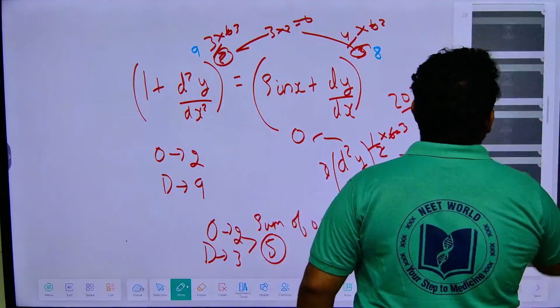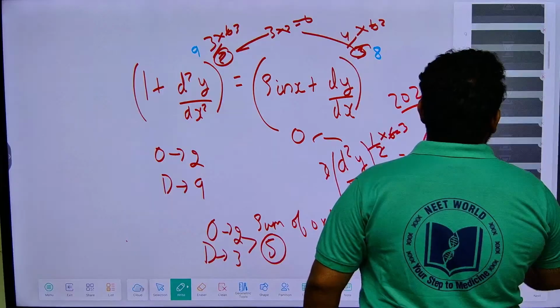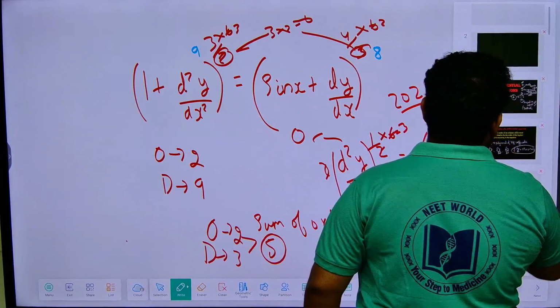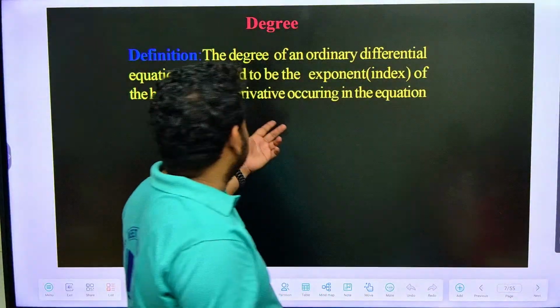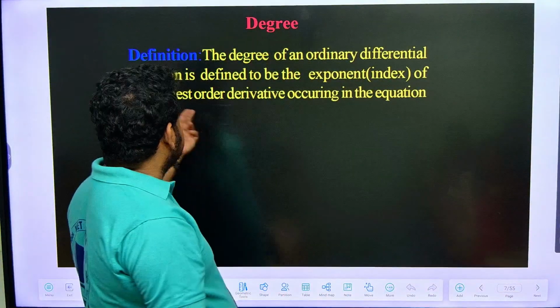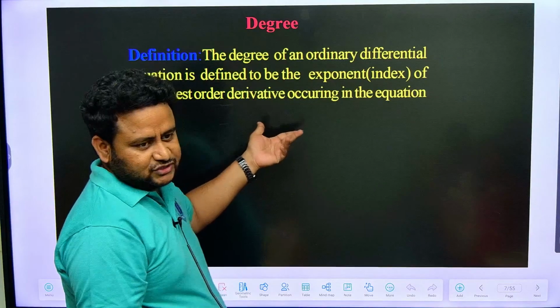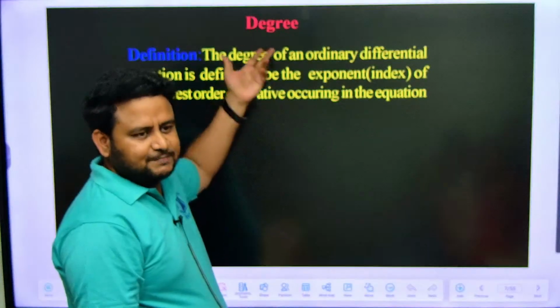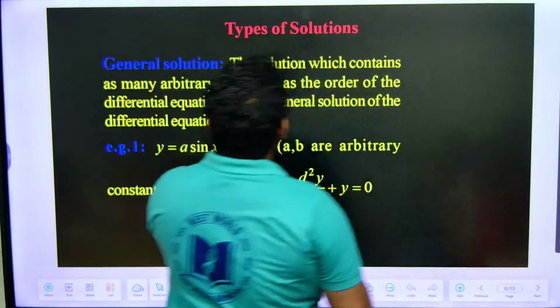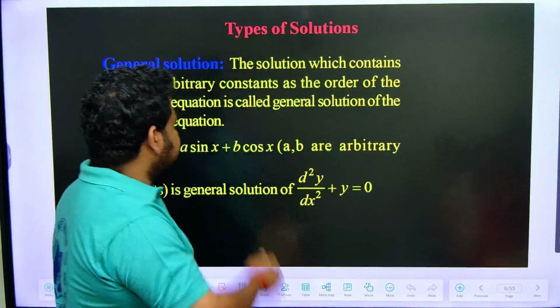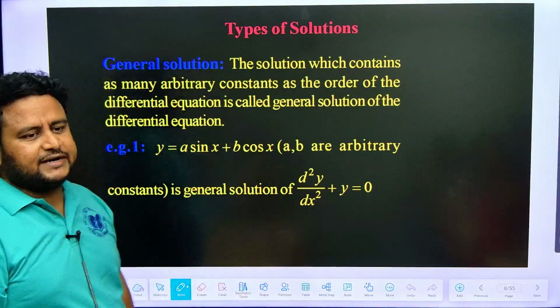Now let us go back to the basics. The degree of an ordinary differential equation is the exponent or index of the highest order derivative occurring in the equation. For the highest order derivative, whatever the power or exponent is, that itself is the degree. Next, types of solution: general solution and also particular solution.